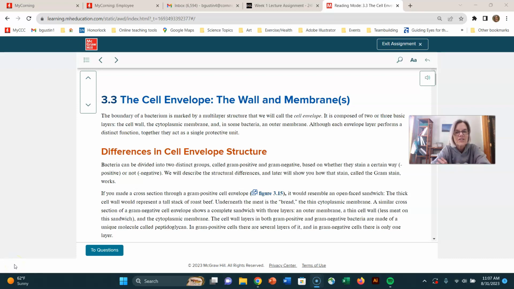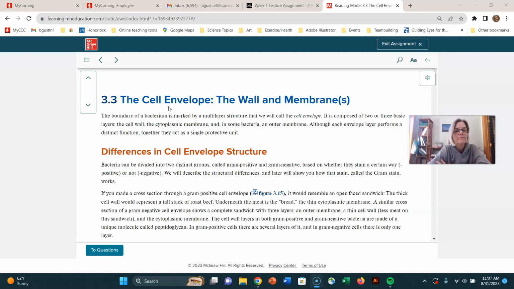Hi everyone. In section 3.3, we're going to talk about what we call the cell envelope. I don't use that term envelope a lot, but this book does. When I'm referring to the cell envelope, we're talking about the bacterial cell wall and the cytoplasmic membrane, which is right inside. When you learned about eukaryotic cells, you learned a lot about cytoplasmic membranes. Every cell, whether you're prokaryote or eukaryote, has a cytoplasmic membrane, the phospholipid bilayer.